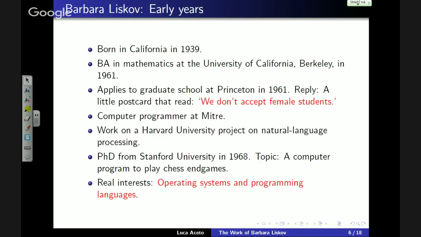So now let's go back to Barbara Liskov. Let me start by telling you what she did at the start of her career. She's about to turn 76. She was born in California in 1939. She did a Bachelor of Arts in Mathematics at the University of California, Berkeley in 1961. And at that point, she decided that she was going to apply to graduate school. She applied to graduate school immediately.